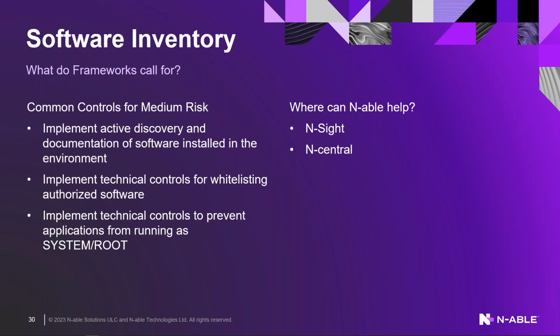But when we move over into the medium risk profile, the additional add-ons that controls are going to be asking for is they want an active discovery of and documentation of software in the environment, similar to the way the hardware inventory, when you move up the medium risk profiles, they want you to transition to active discovery, a method by which you can continuously update that inventory. Also, they start asking for the implementation of technical controls for whitelisting of authorized software. They'll also start asking about technical controls to prevent applications from running as system or root.